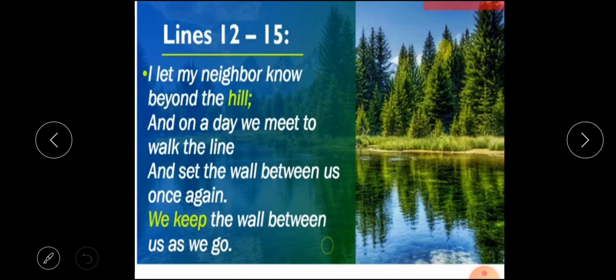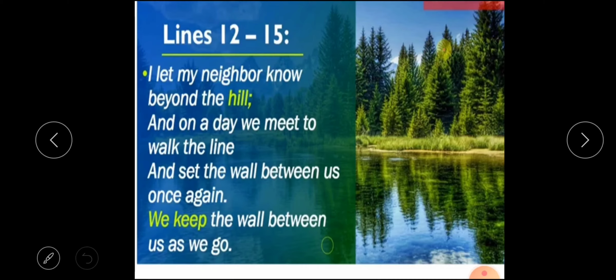Next, the 12th to 15th lines say, I let my neighbor know beyond the hill, and on a day we meet to walk the line and set the wall between us once again. We keep the wall between us as we go. So here the speaker finally mentions his neighbor. He says he lets his neighbor across the dividing line know about the damages so they can repair them together, right?